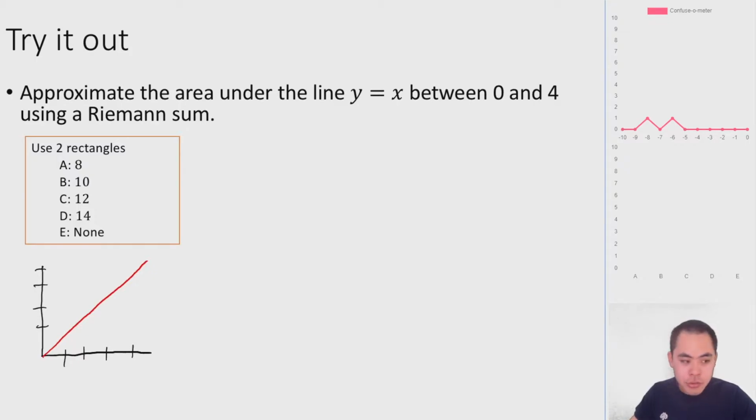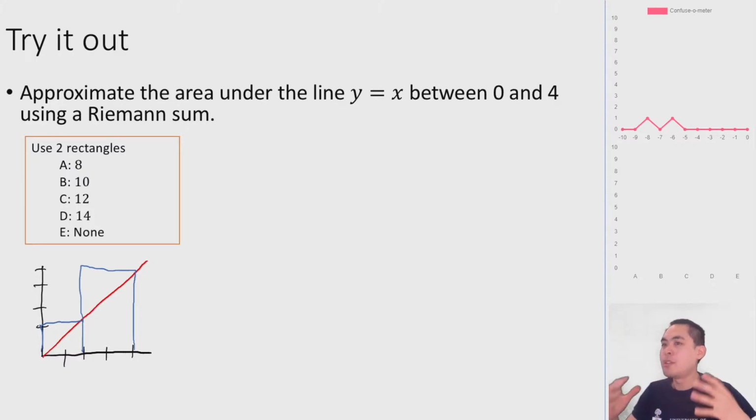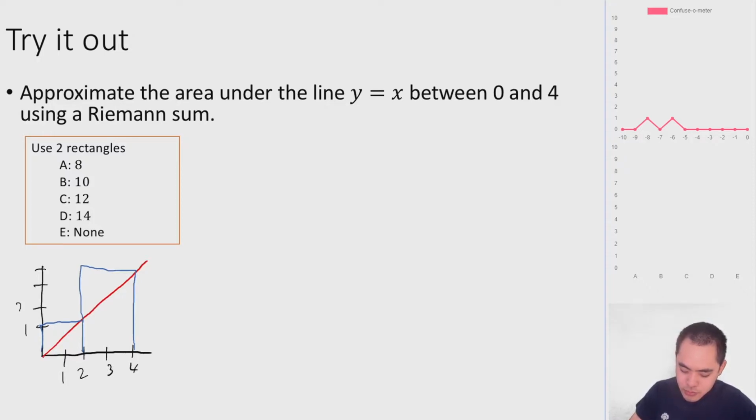And let's say that we have two rectangles. So we have this rectangle, and we have this rectangle. So what's the Riemann sum approximation of this area? Please give your answer in chat.